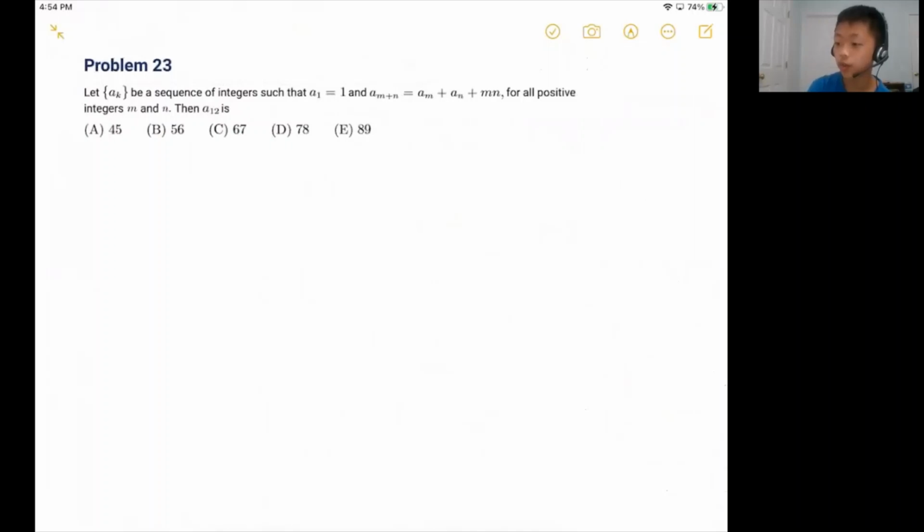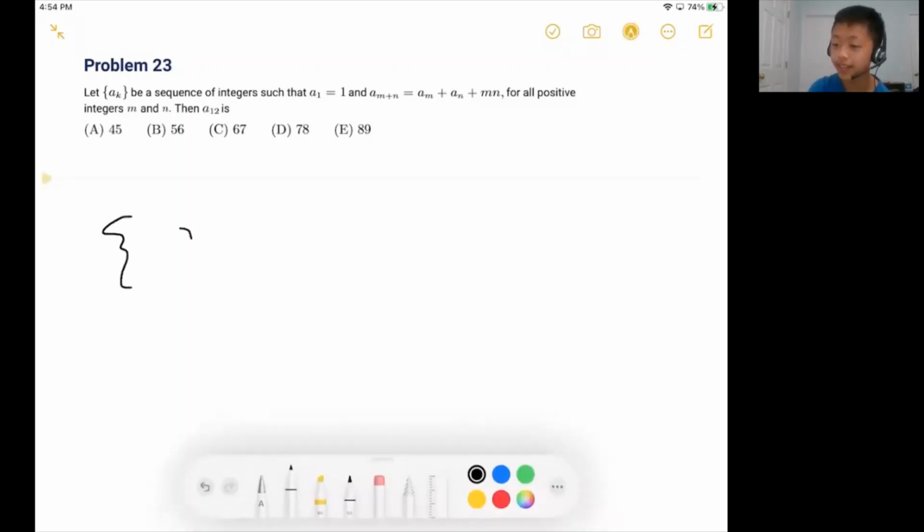Yeah, so question 23 is kind of like a recursion question. In this question, we're given a sequence {A_k}. This notation, curly braces A_k, is just a short notation to denote a sequence of integers, basically. Just a fancy way to write it.